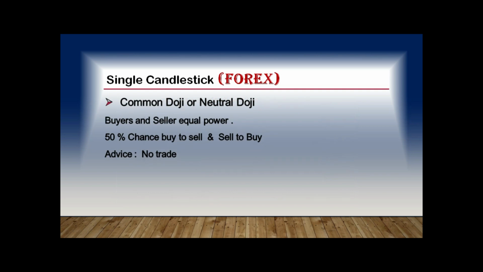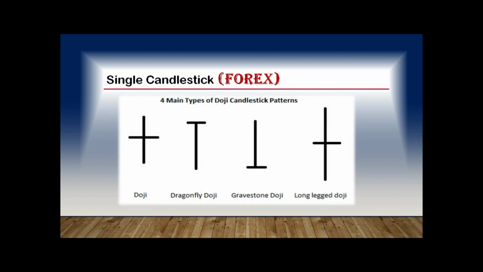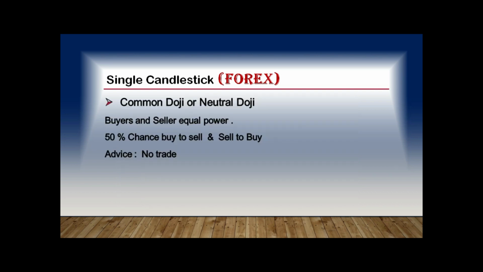So the common doji, or neutral doji, is where buyers and sellers are equal in power. You can see in the picture that it is just like a plus sign that has the same body level and wick level, like body and wick are equally divided. It can be minorly different, but mostly it is the exact same plus sign. So we can say it is 50% buy to sell and sell to buy. It can change the market with up to 50% chances.